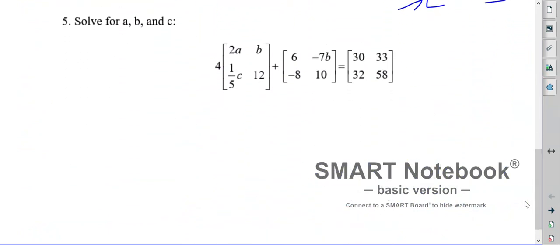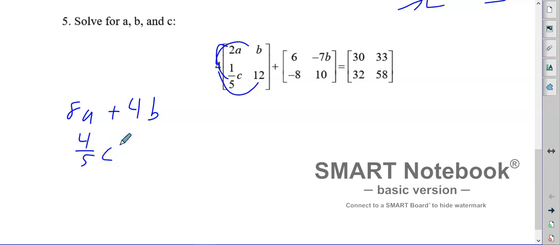All right. So remember, we have a number here to multiply. So we need to multiply by all these first. So that's going to give me 4 times 2a is 8a plus 4b. 1/5 times 4 is 4/5 c. And 4 times 12 is 48. That's my new first matrix.